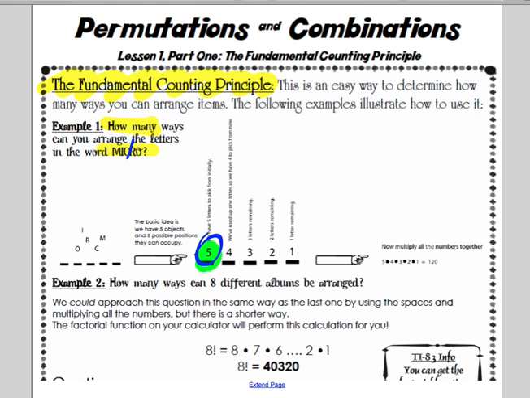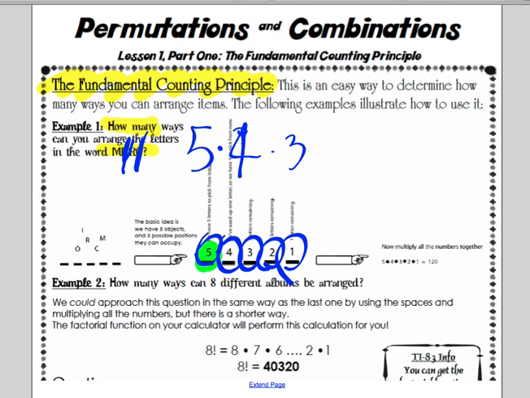So let's say I pick the C. Well, how many letters are left for me to pick from for the next letter? And that would be 4. Let's say I pick the O, which would leave me with 3, which would leave me with 2, which would then leave me with 1 as I work my way down, as I fill these spots in. Well, 5 times 4 times 3 times 2 times 1 is 120, which we have right here.